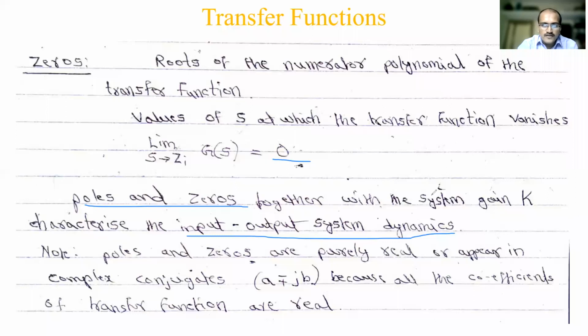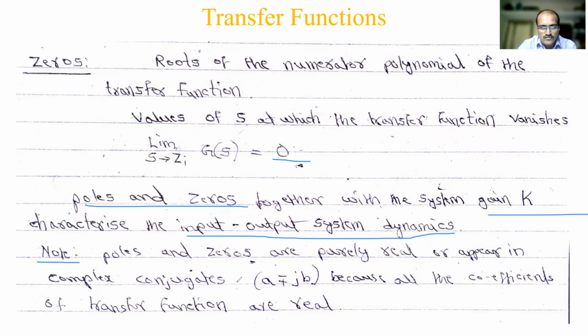So in the stability part, we'll be discussing this. Using this only, we try to do the Bode plot and polar plot. All these things we are going to discuss in coming modules. At present, try to understand what poles and zeros are. Note that poles and zeros are purely real or appear in complex conjugates.